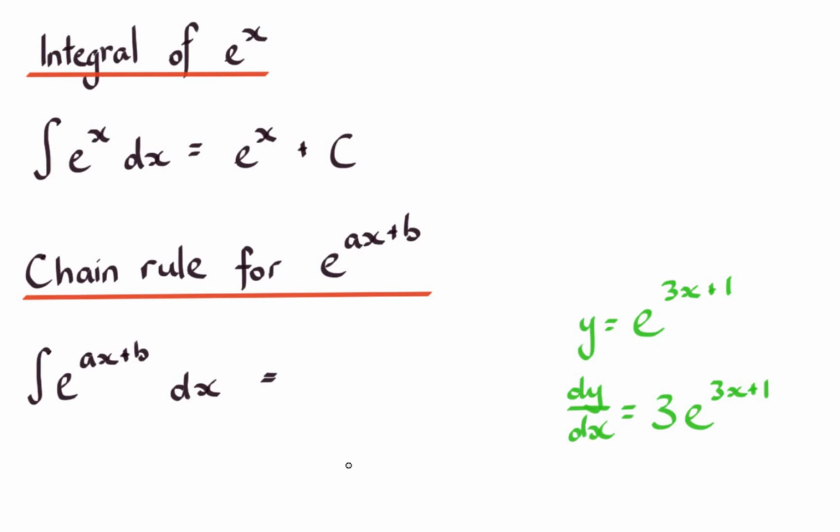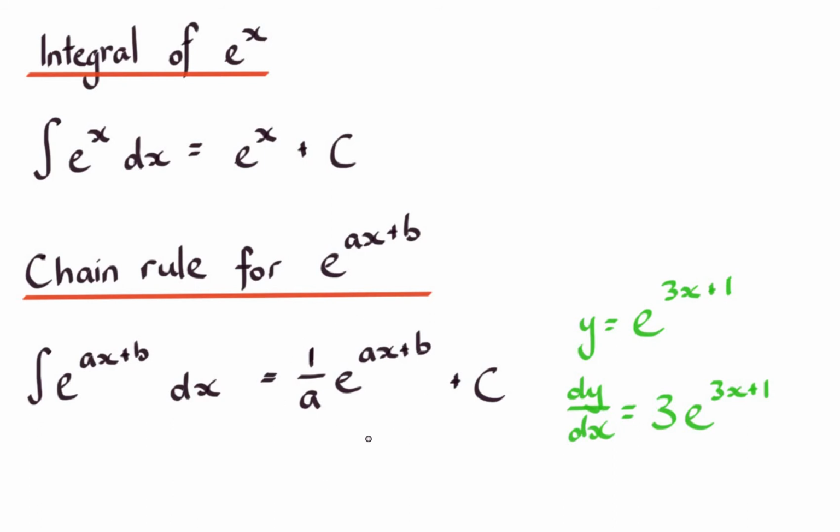Remember, with chain rules, we just seek to compensate if we need to. So in this case, we want to divide through by the a. Right, so there'll be a 1 on a out the front, and then the exact same exponential plus our constant of integration.